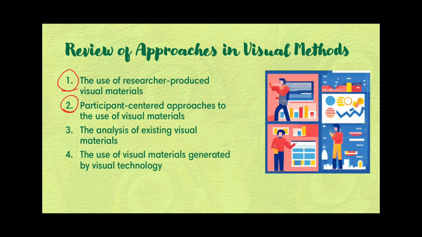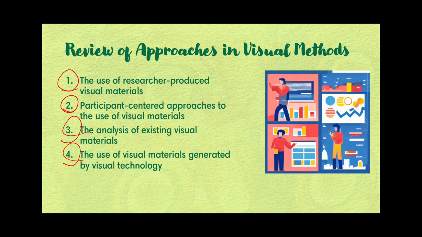Second is participant-centered approaches to use of visual materials. So basically, this is where the participants or the informants are the ones who are taking the pictures in response to certain prompts. The third one is the analysis of existing visual materials. So probably there are posters or images in social media, and you want to look at what they mean in social reality, just like the Instagram posts that we discussed in our previous lecture. That can also be the case. So no one's collecting primary data. We're doing secondary data analysis of images that are already present.